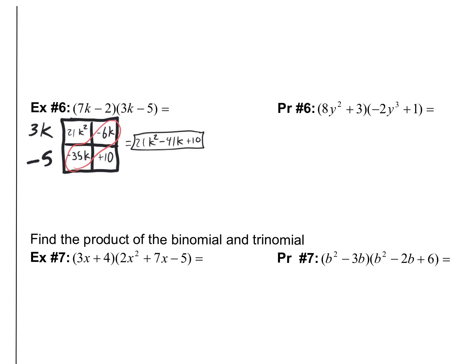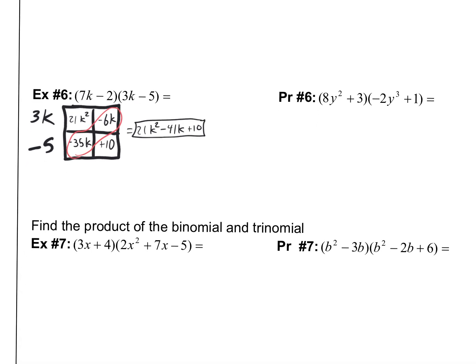All right, here's practice 6. I want you to give it a try. Again, draw out your box method to keep it organized. It's going to get a little nasty now because you got some exponents. Don't fret. It'll be easy. Go ahead and work that out.